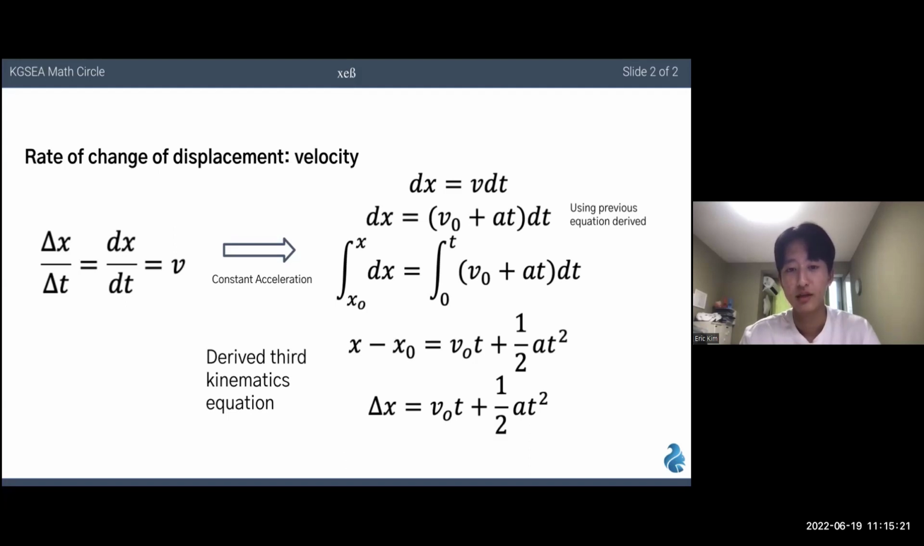From this, we can see that the physics equations we've commonly seen are derived from calculus. In fact, you'll see that most physics equations can be derived using calculus.